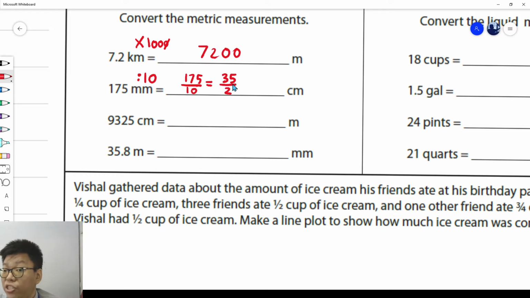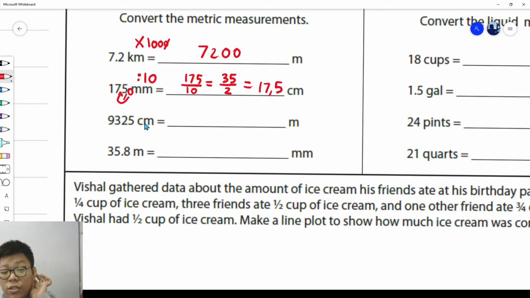You can leave it as a fraction like this, or you can make it decimal. Okay, 175 divided by 10 will be 17.5, because you are moving the decimal point from this one. So it will be 17.5. Again, if you have any question, please let me know by writing down all your questions and ask me when we meet, or you can approach me directly from Google Chat.